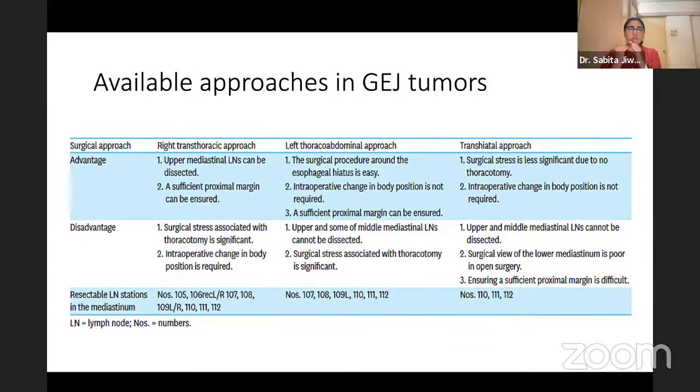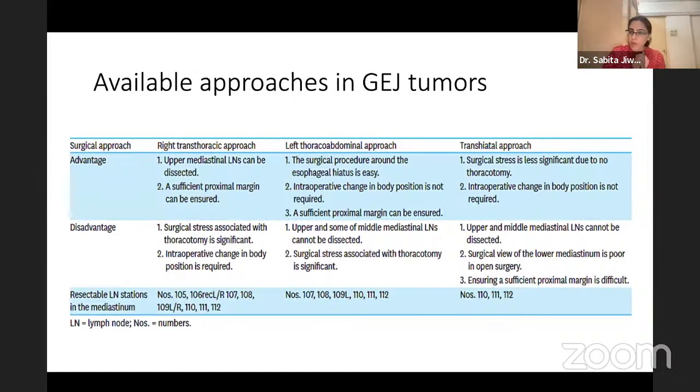The right transthoracic approach enables you to do a lymphadenectomy. Whether you do McKeown or Ivor-Lewis, you can do a lymphadenectomy and you can get a margin on the esophagus, and if you're doing the Ivor-Lewis, you can get a relatively good margin on the stomach side too.